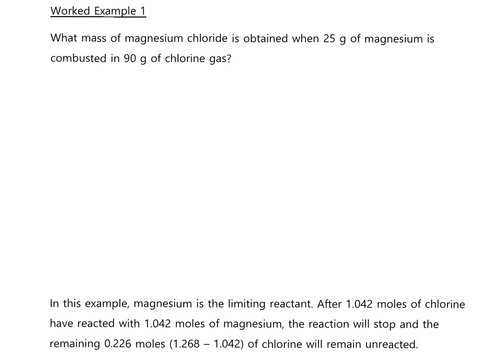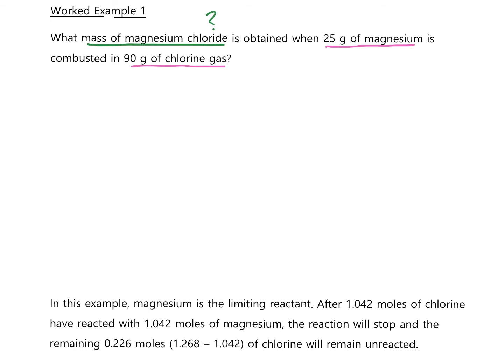So if we look at worked example 1, it asks what mass of magnesium chloride. So just as we did the other day, let's underline what they're asking us for and the information that they give us. So it says what mass of magnesium chloride, so we can put a question mark there, is obtained when 25 grams of magnesium, so that's information I've been given, I'll underline that in a different colour, is combusted in 90 grams of chlorine gas. That just means it reacts with or is burnt in 90 grams of chlorine gas.